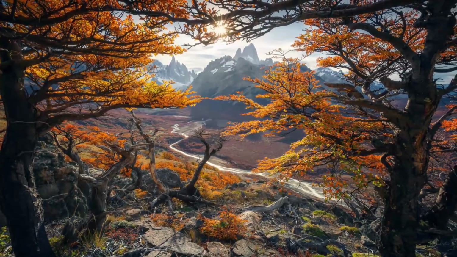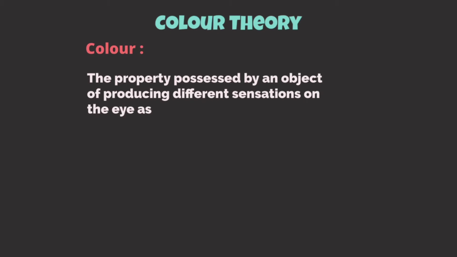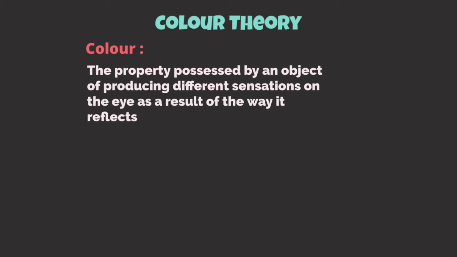take it for granted. Before we dive into the details of color and color theory, let's first look at what color is. From Lexico, powered by Oxford, color is the property possessed by an object producing different sensations on the eyes as a result of the way it reflects or emits light. With that being said, let's dive into color theory.